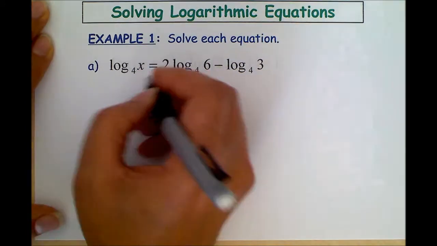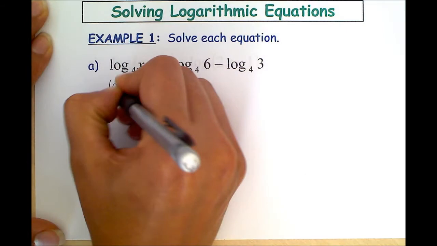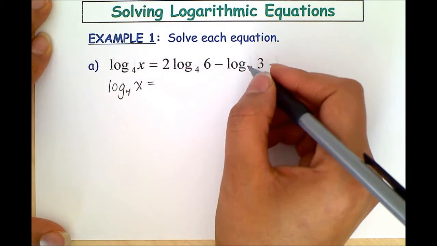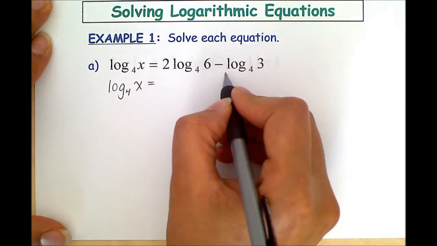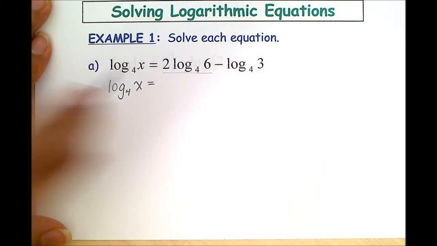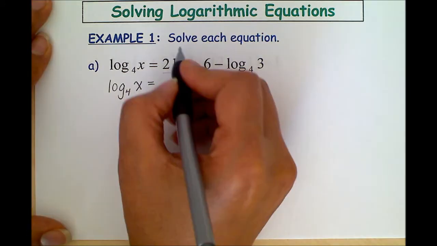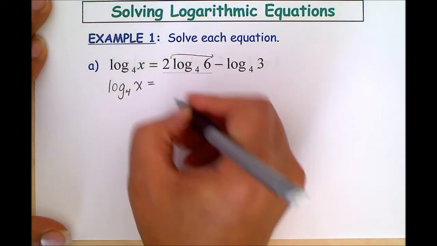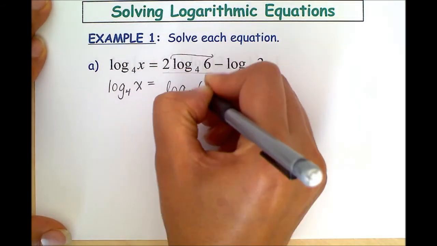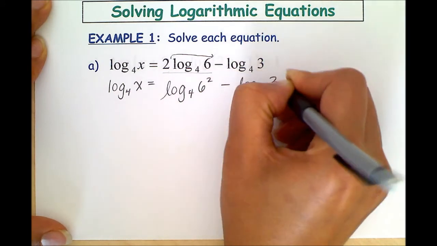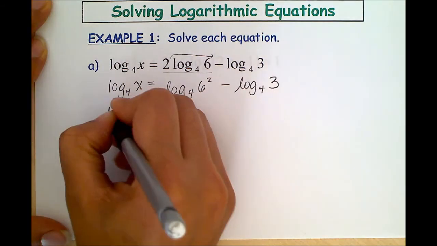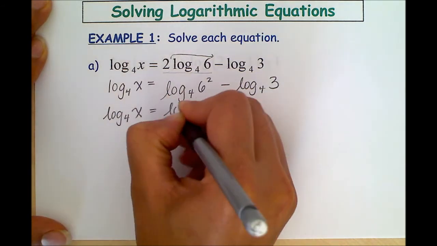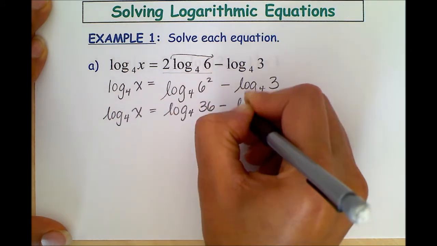On the left-hand side, it's fine the way it is, but on the right-hand side, I can actually combine the logarithms together using the product law as well as the quotient law. Before I can use a quotient law, I need to make sure that this is all just a logarithm with no coefficients. So I'm going to use the power law and bring the coefficient up as the exponent here. So I get log base 4 of 6 to the exponent 2 minus log base 4 of 3. Now if I simplify this further on the right-hand side, I get log base 4 of x equals log base 4 of 36 minus log base 4 of 3.